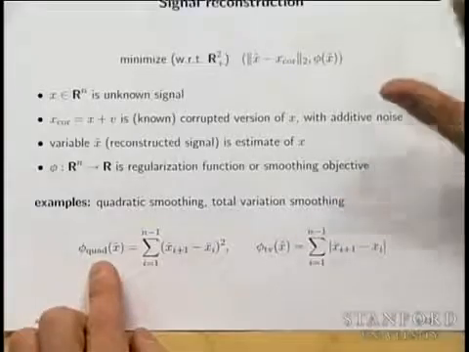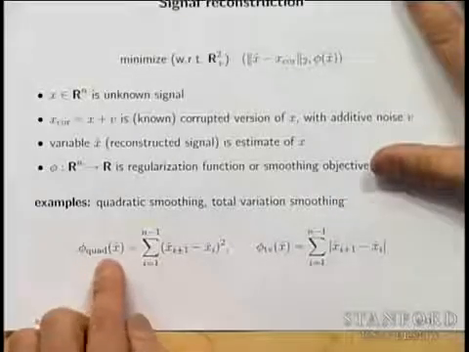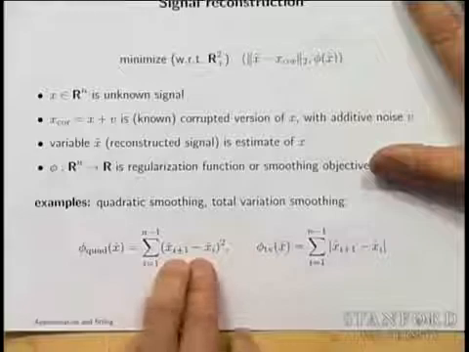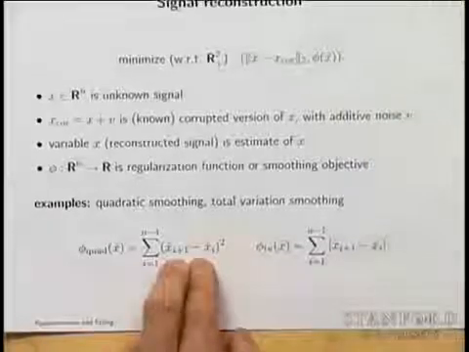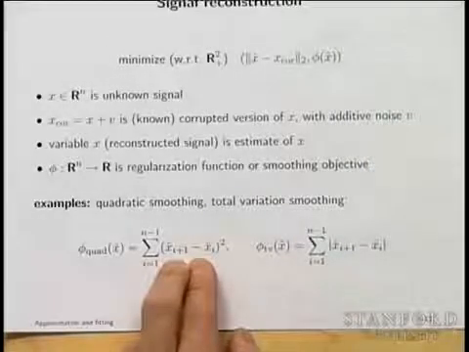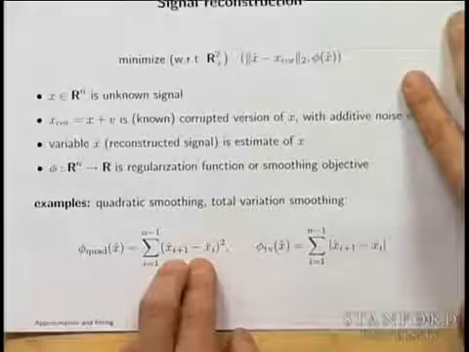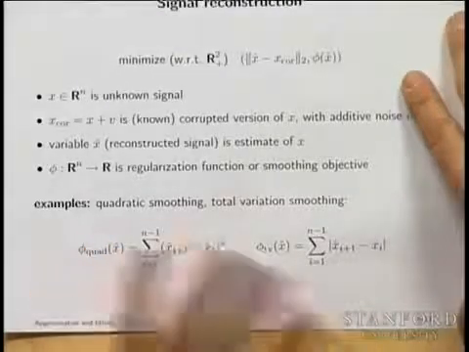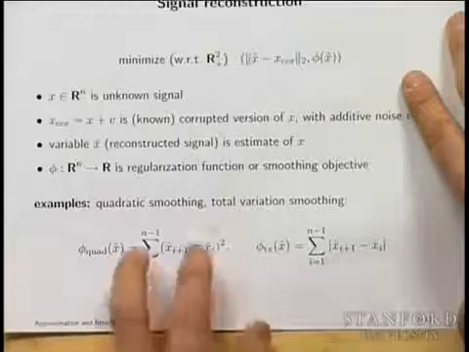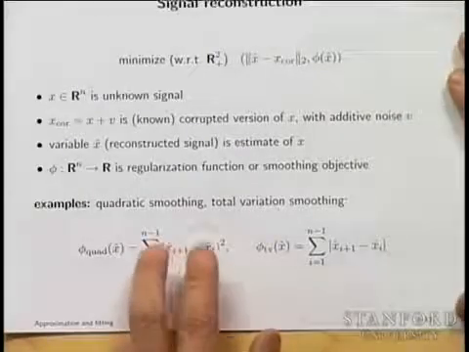This is just in one dimension. In one dimension, it would look something like this. A quadratic smoothing function would be this. It would be the L2 norm squared, the sum of the squares of the differences. So this just penalizes the sum of the squares of the differences here. This would be completely classical.